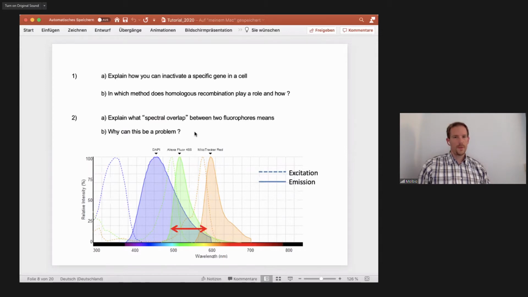Can this happen with just a single fluorescence color? With a single fluorescence, the latter you cannot have, because there's no second fluorescence that it can activate. So in a way, this is what we're doing when we do FRET. Then we deliberately want that.